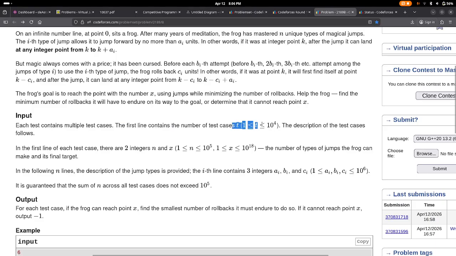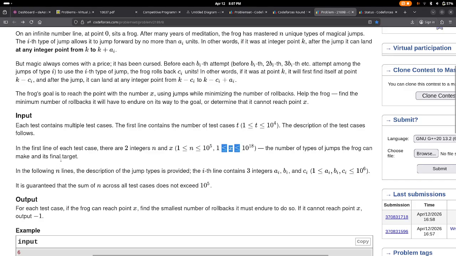The number of test cases lies in the range of 1 to 10 raised to the power 4, and n ranges from 1 to 10 raised to the power 5. And x lies in the range 1 to 10 raised to the power 18. This should be a clear indication that we have to use long.